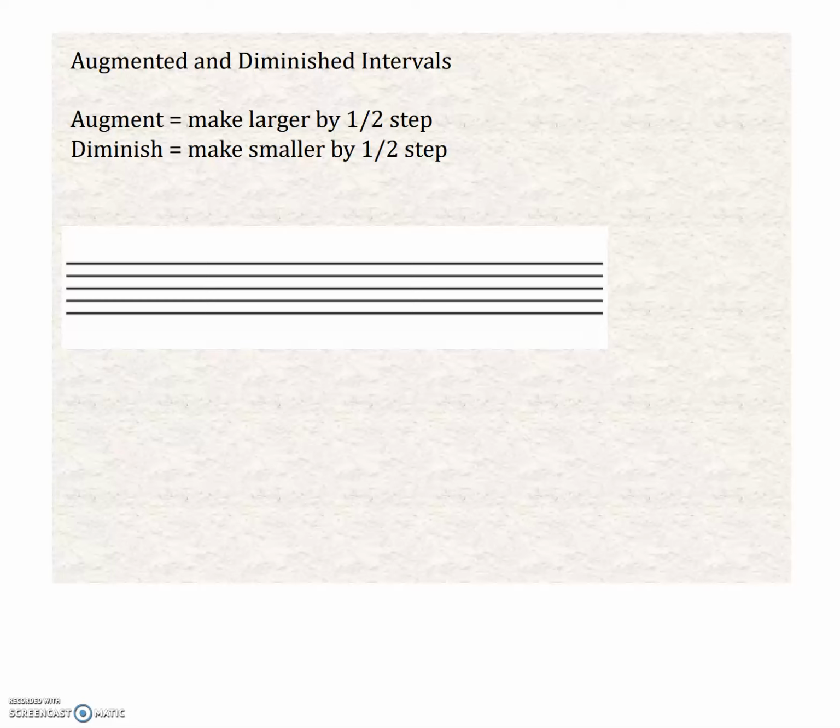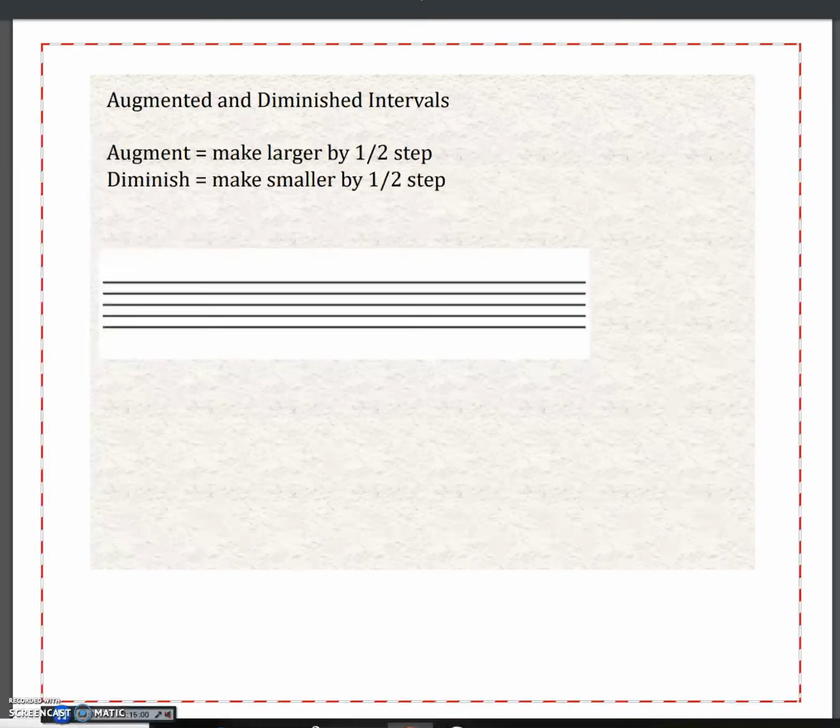Welcome back. We're now going to talk about augmented and diminished intervals. When I talk about augmenting an interval, I'm talking about making it larger by a half step. When I talk about a diminished interval, I'm talking about making it smaller by a half step. But when do these intervals actually come up? That's what we need to talk about.